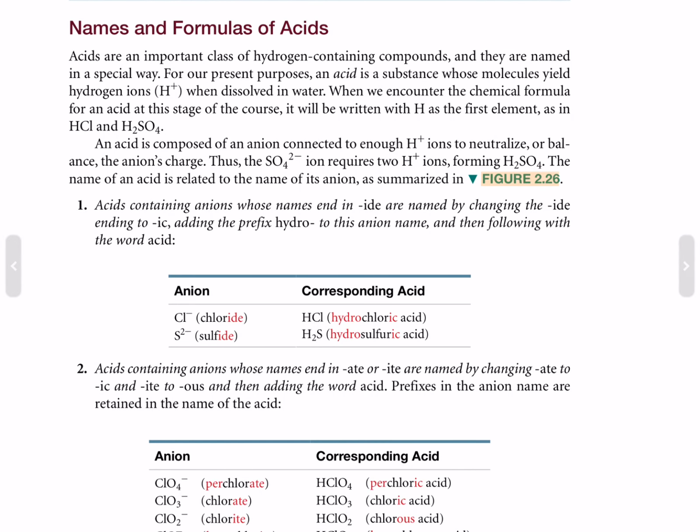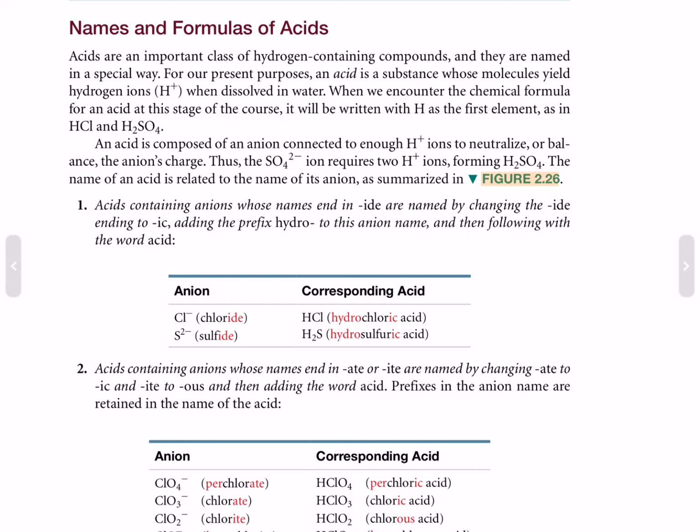Names and formulas of acids. Acids are an important class of hydrogen-containing compounds, and they are named in a special way. For our present purposes, an acid is a substance whose molecules yield hydrogen ions when dissolved in water. When we encounter the chemical formula for an acid at this stage of the course, it will be written with H as the first element, as in HCl or H2SO4.